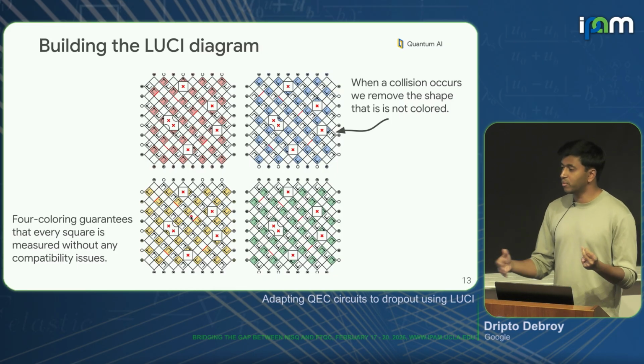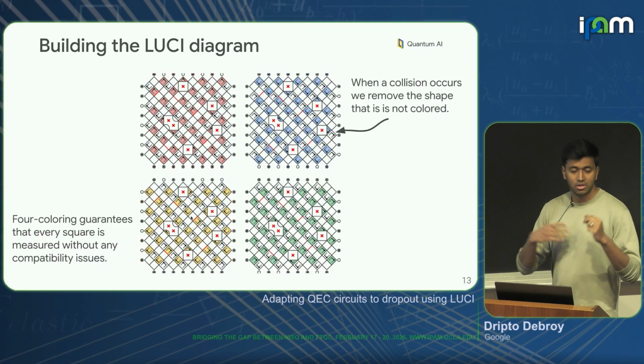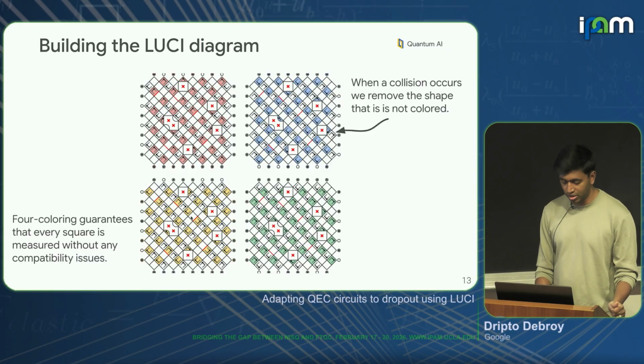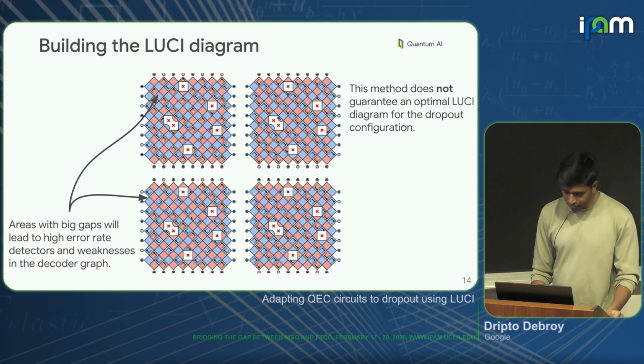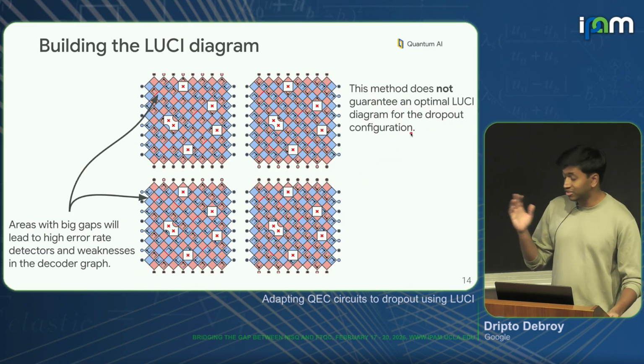And this way, you can guarantee that you can, in 4 rounds, measure every single mid-cycle stabilizer you can get, all your logicals and everything. You can protect your thing to full distance, or to whatever distance you achieve. And this gives you your final LUCI diagram. It's not optimal. I'll talk about improvements to it, but it actually turns out to be pretty good.